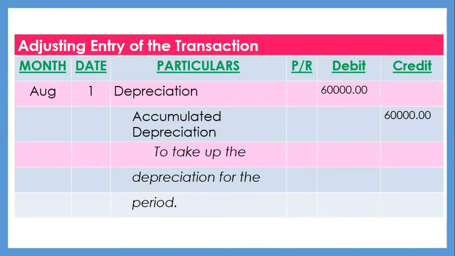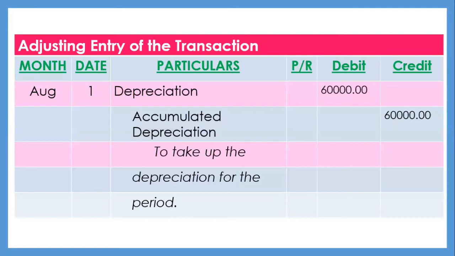Under particulars, the account that we will be debiting is depreciation amounting to 60,000 pesos, and accumulated depreciation will be credited amounting to 60,000 pesos. Our brief description would be to take up the depreciation for the period. Now, question: why is it that depreciation is the account to be debited, and why is it that accumulated depreciation is the account to be credited?